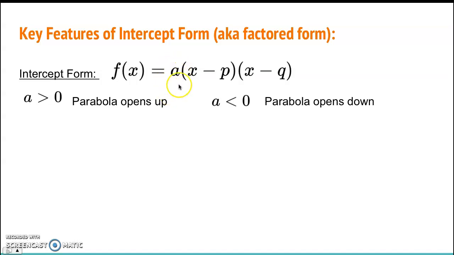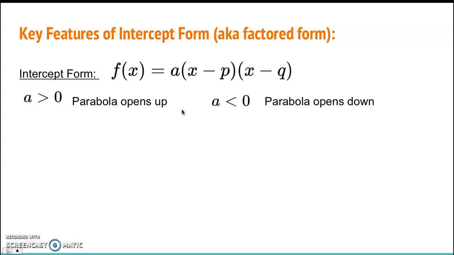The other feature that A still tells you in intercept form, if you think about it in terms of transformations of a parent function, is whether your graph is wider or narrower than its parent function. If you recall from vertex form, if the absolute value of A is greater than 1, then the function is going to look narrower than its parent function. And if the absolute value of A is between 0 and 1, it's going to look wider than its parent function.